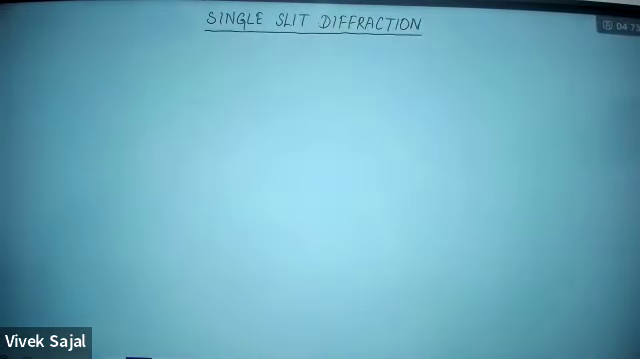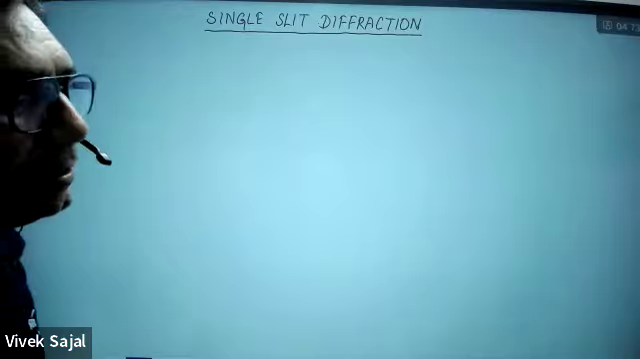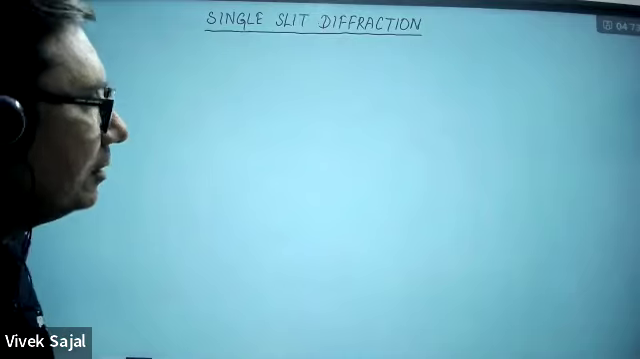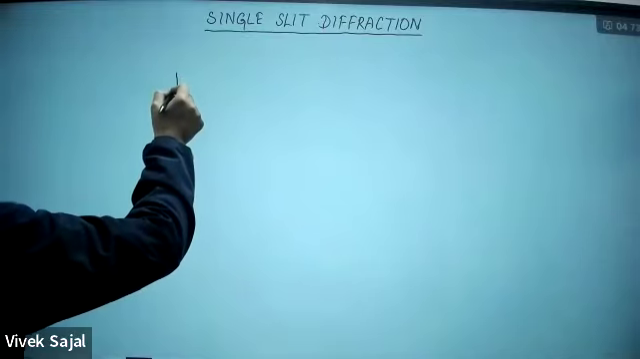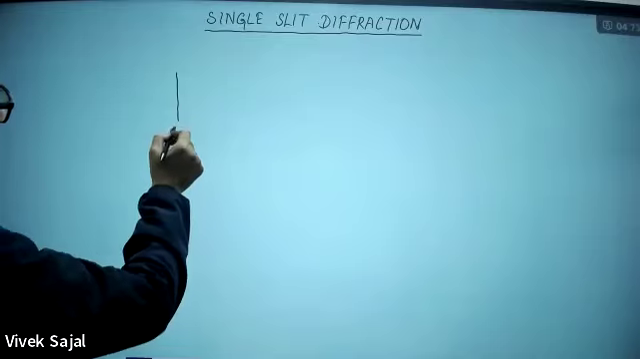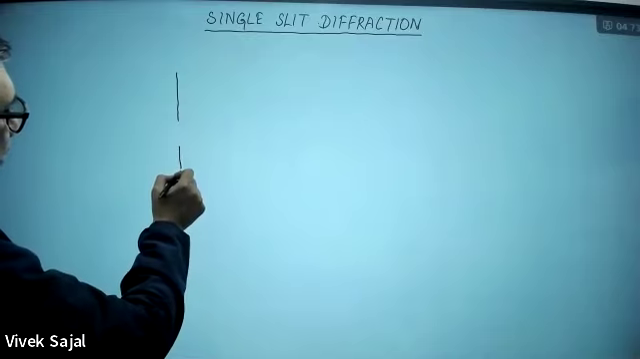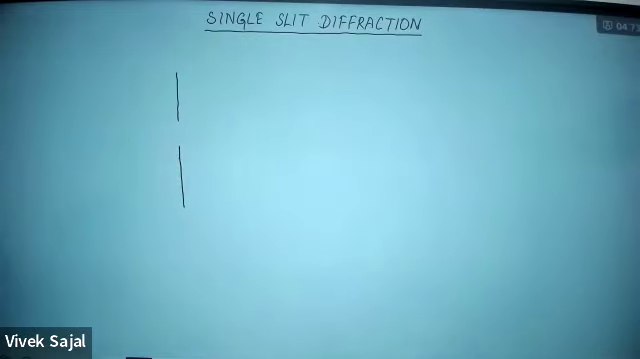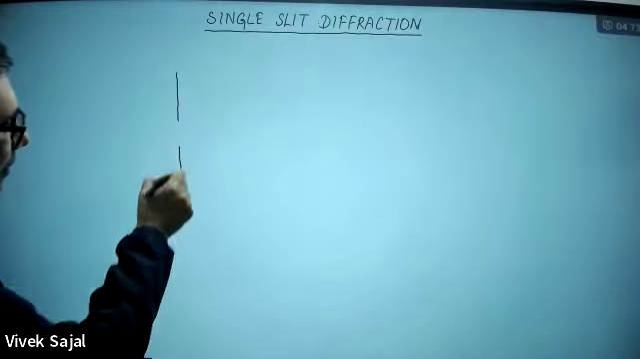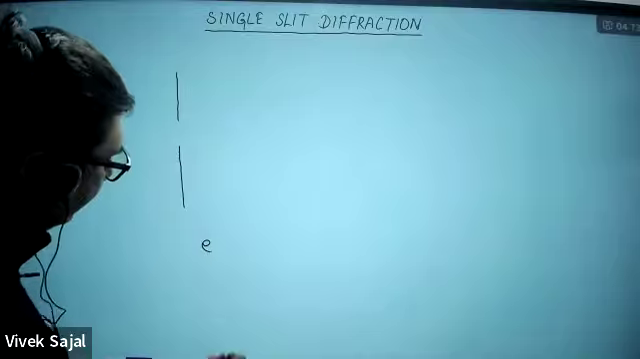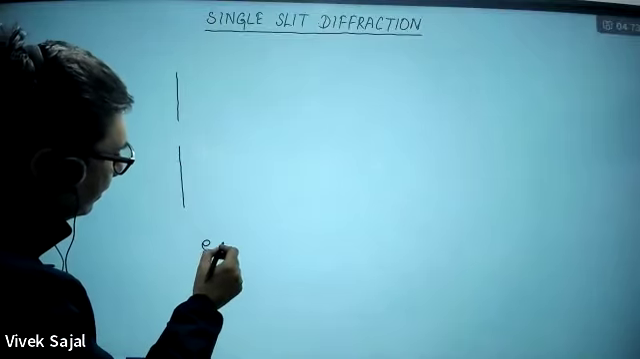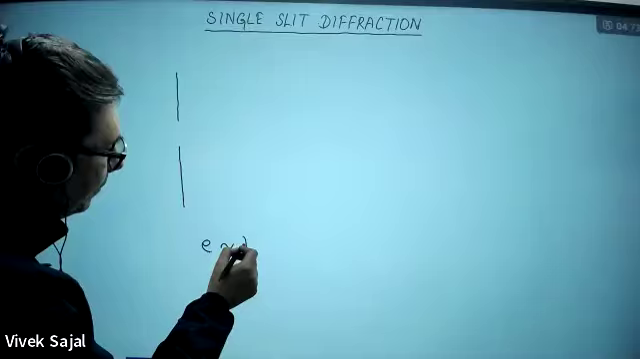Today I am going to discuss a topic: single slit diffraction. So first question is, what is the meaning of diffraction? Here, if you are having a slit, this is a slit whose width is E. Suppose the width of the slit is E, and the size of the slit is of the order of lambda.